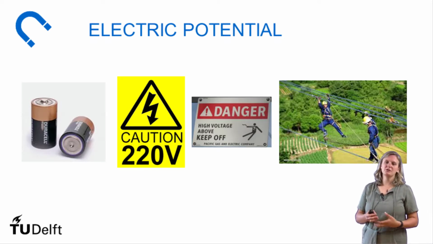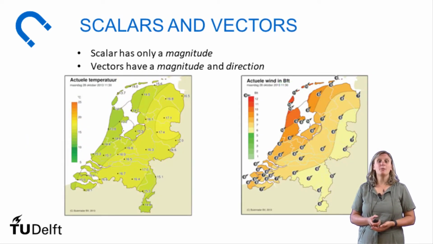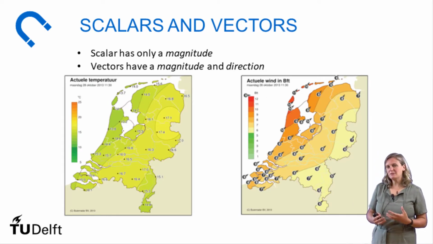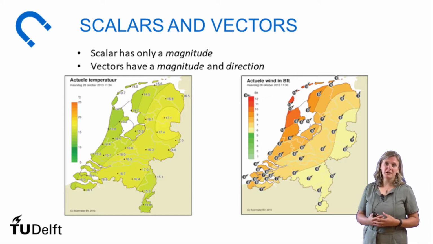It's also a sort of abstract concept, so I'm going to explain it to you with the help of an analogy. But before I do that, I first would like to again explain what scalars and vectors are, because this is very important to understand well the difference between a potential and an electric field. So a scalar is something that's only a magnitude. In large contrast to a vector, as we talked about last session, which has a magnitude and a direction.